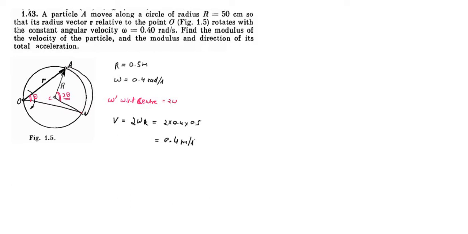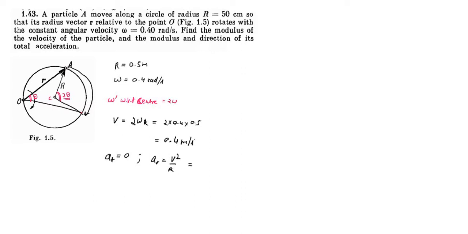Now we need to calculate the modulus and direction of its total acceleration. So here angular velocity is constant. That means tangential acceleration is 0. Tangential acceleration is always equal to 0. So we just need to calculate the radial acceleration.